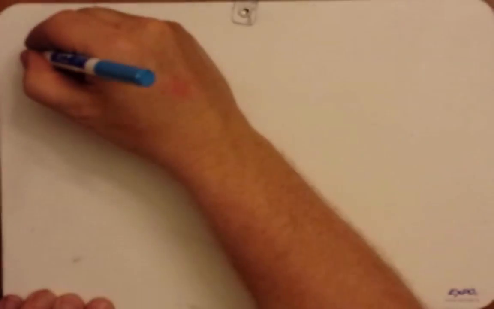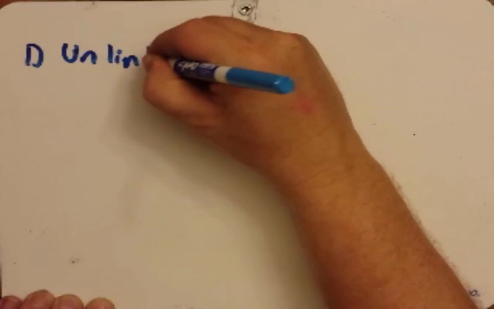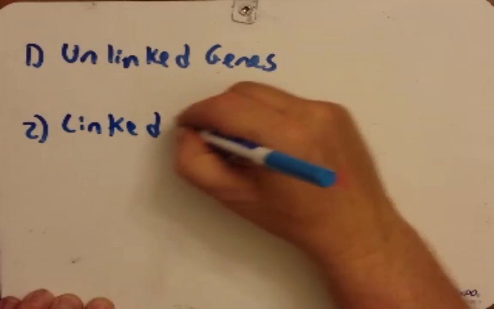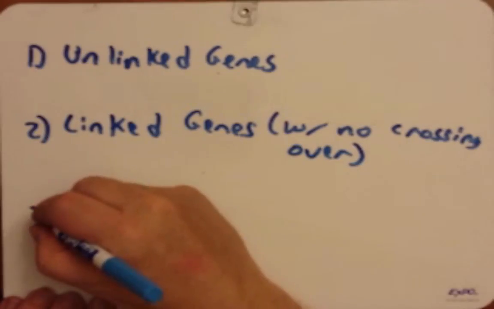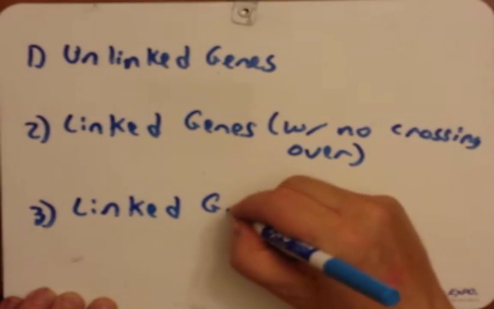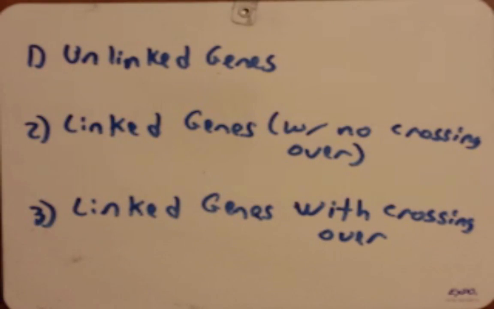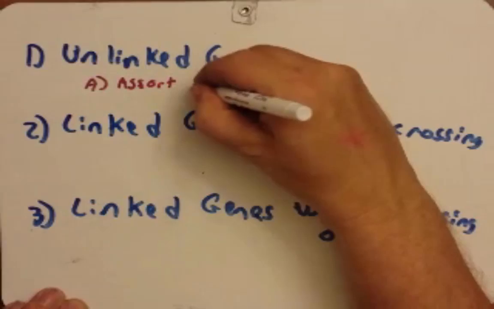Though we've said a little of this already, I want to go through parts of this again and make sure we address some of the questions that I mentioned in the note-taking guide. I want to make sure we specifically talk about unlinked genes, I want to make sure we talk about linked genes with no crossing over, and then I want to make sure we talk about linked genes with crossing over. When we talk about each of these, we want to ask, do they assort independently?